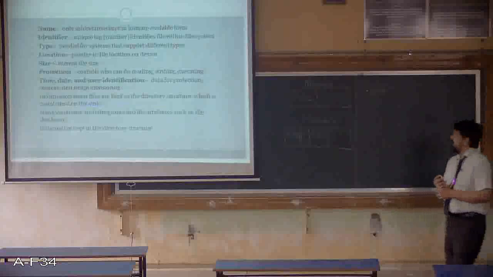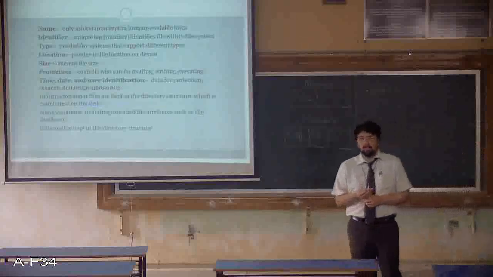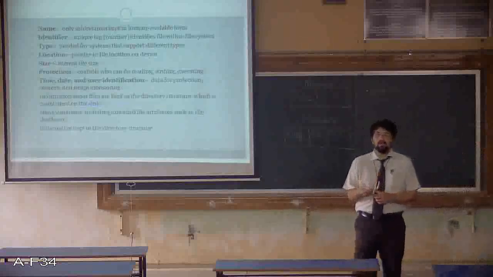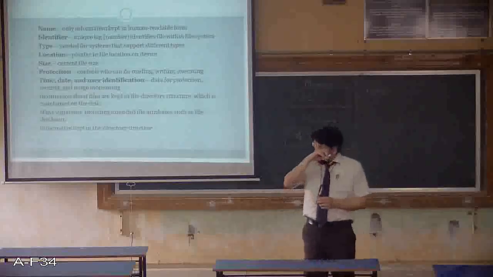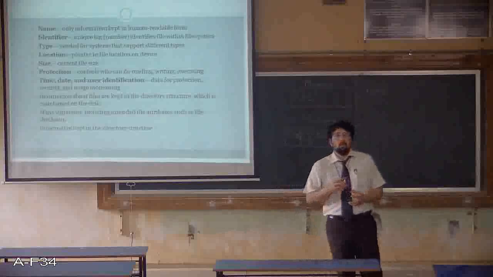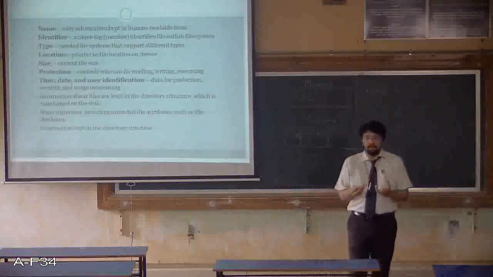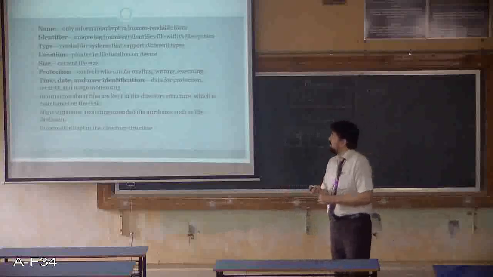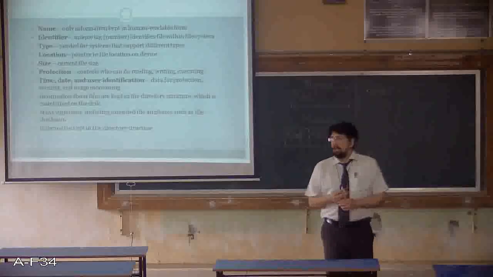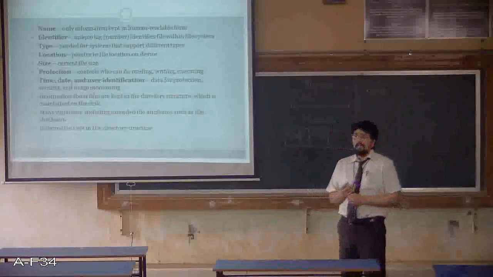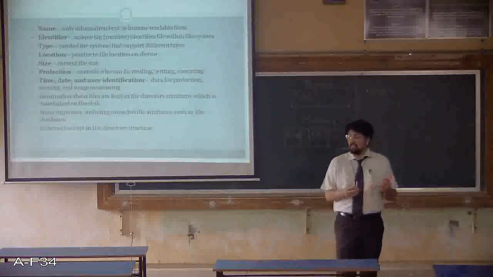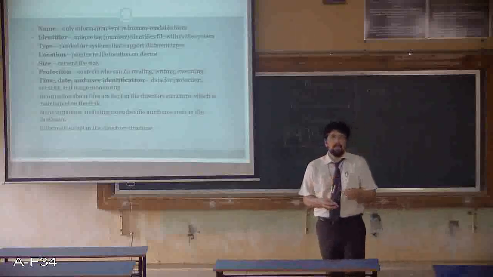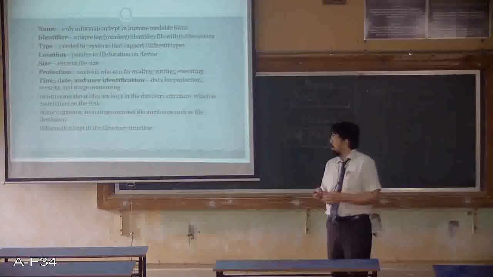Now there are various file attributes. Attributes of a file are nothing but characteristics of a file which every file will have. These characteristics define what type of file it is and what it will be. Some of the file attributes include name. This name is the only information which is present in a human readable form. That is the only characteristic of a file which is present in a human readable form.